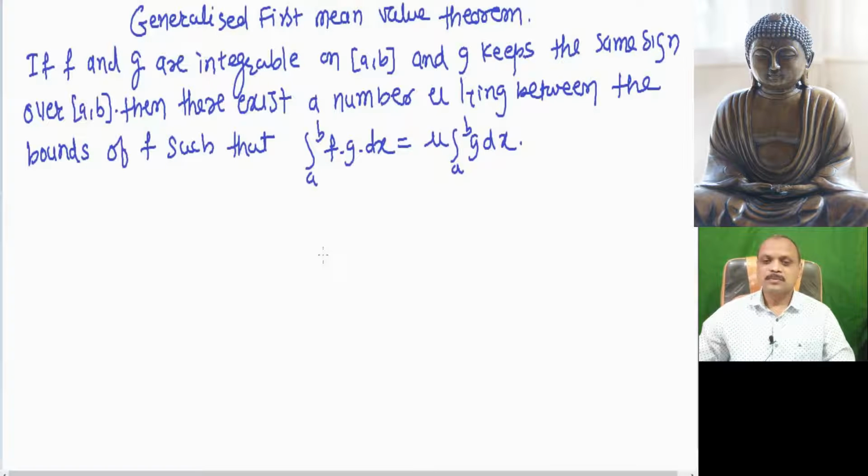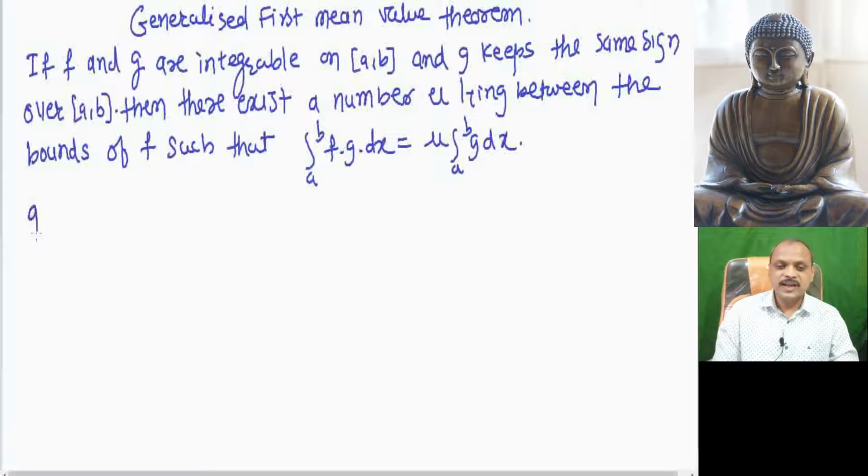The generalized mean value theorem: if we have two functions f and g over the same interval [a, b], and g has the same sign over this closed interval [a, b], then there exists a number mu lying between the bounds of f such that the integral of f times g equals mu times the integral of g from a to b.